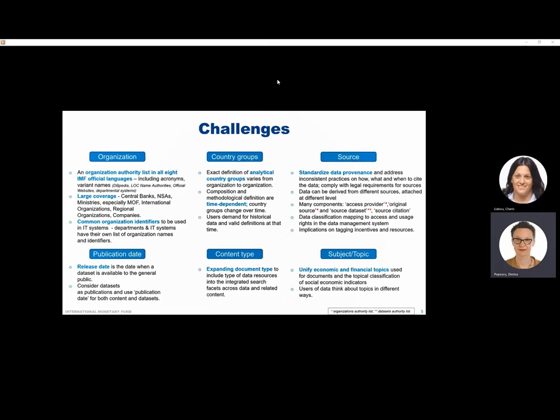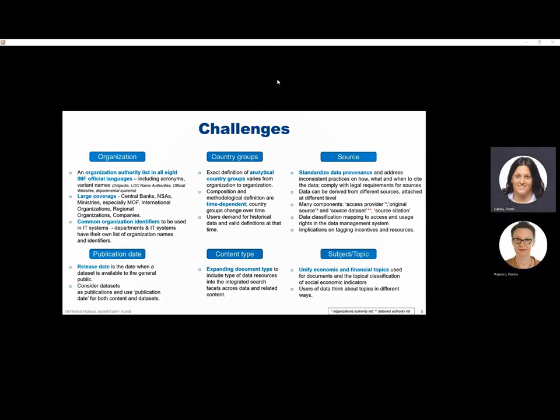Another challenge is really the country groups. Exact definition of analytical country groups varies from organization to organization and across time. There is a high demand from users of historical data, and they want to know the exact definition and country composition at that point in time. And our challenge is really how to model and capture this complexity in the new system.